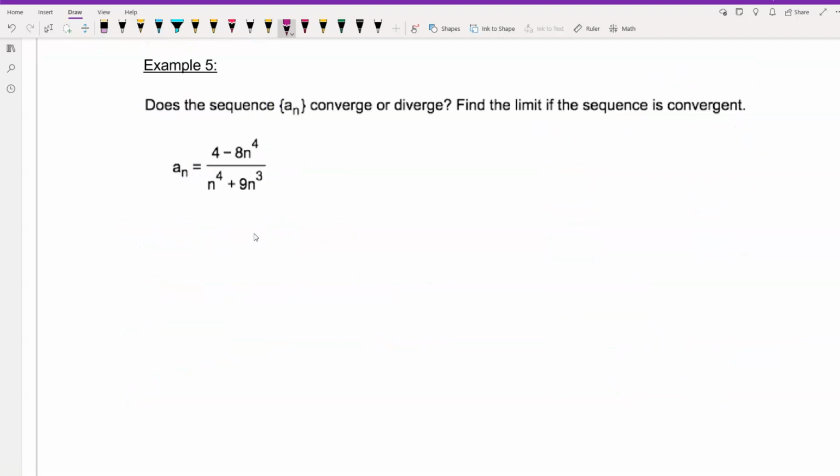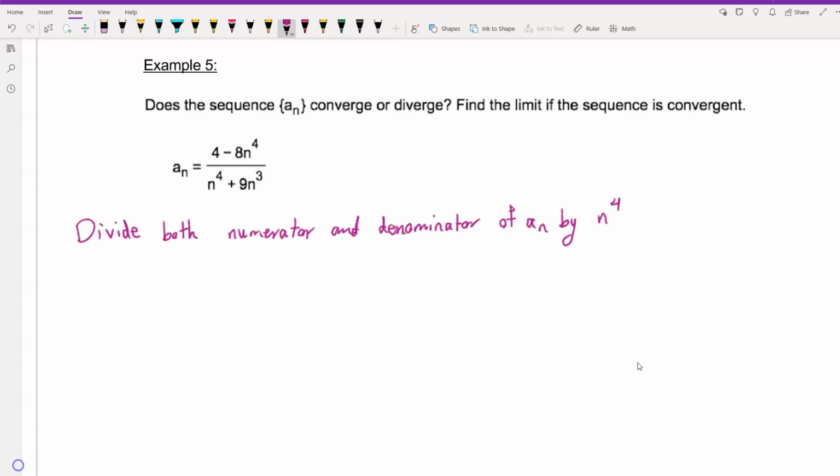Example: does the sequence a sub n converge or diverge? Find the limit if the sequence is convergent. What is given, a sub n is equal to 4 minus 8 times n to the 4th power divided by n to the 4th power plus 9 times n cubed. So to find the given limit, first divide the numerator and denominator of the expression by the largest power of n that we can find in either numerator or denominator. In this case, the largest power is n to the 4th power, so divide both numerator and denominator of a sub n by n to the 4th power.